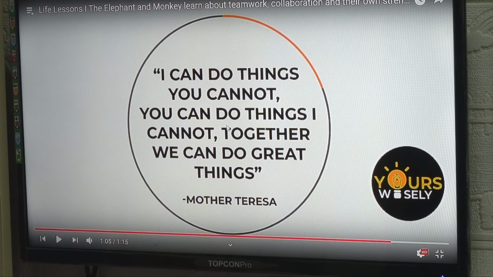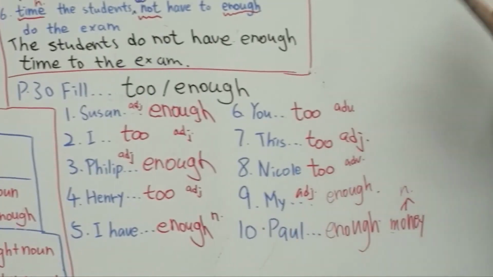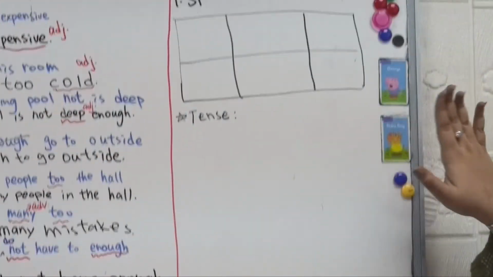Every story has a moral, just like this story. Let's have a look at this picture. Basically, you know what the story is about, right? It is easier for you to understand through a video.